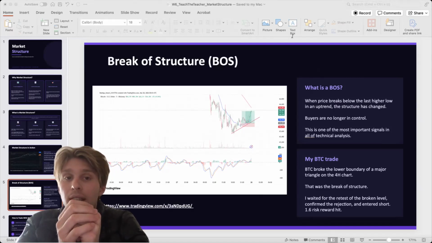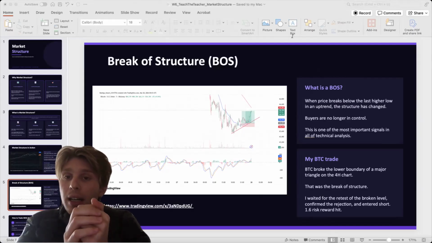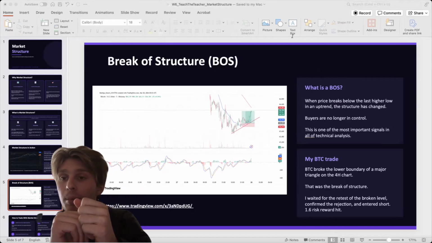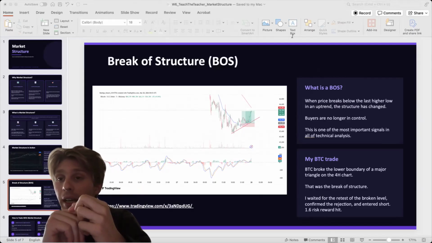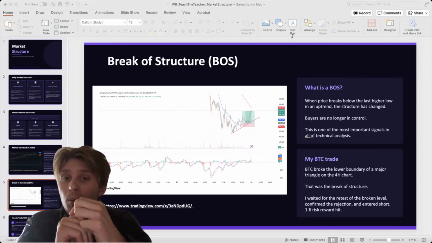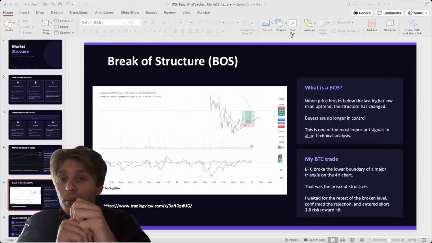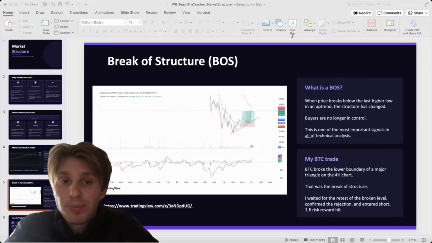When I saw this happen, I waited for the price to come back up and retest the broken level from below. So when I got rejected there, I took a short position. I got a 1.6 risk reward, and yeah, the break of structure gave me the thesis, but the retest also gave me the entry, no, to have a successful trade in this case.